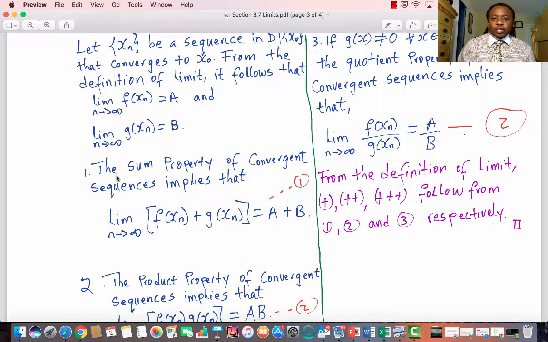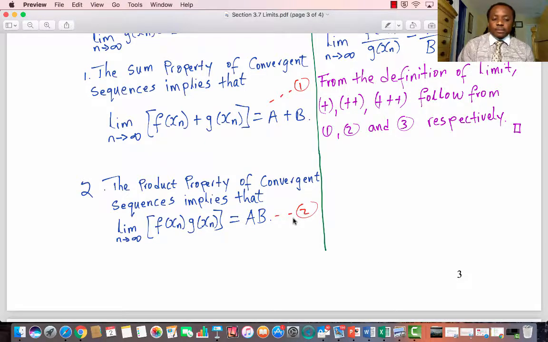So, 1. From the sum property of convergent sequences, that implies the limit as n approaches infinity of f of xn plus g of xn equals a plus b. Again, we are using our conclusion here that what we have up there implies that the limit as n approaches infinity of f of xn is a, and the limit as n approaches infinity of g of xn is b. So by the sum limit theorem, we have the limit as n approaches infinity of f of xn plus the limit as n approaches infinity of g of xn, and that would simply be a plus b. Call that equation 1. Similarly, following the product limit theorem, the limit as n approaches infinity of f of xn times g of xn is a times b.